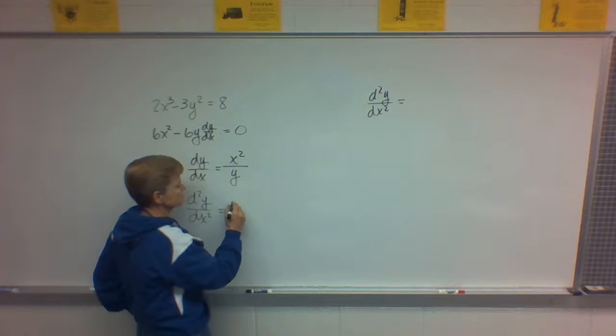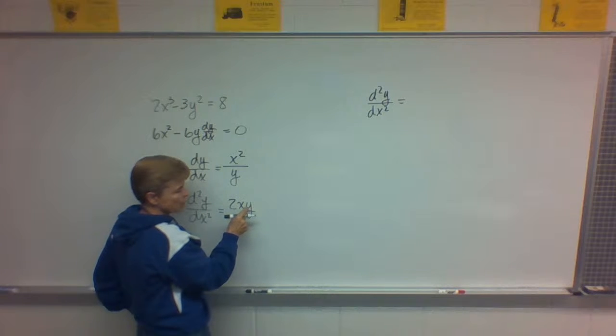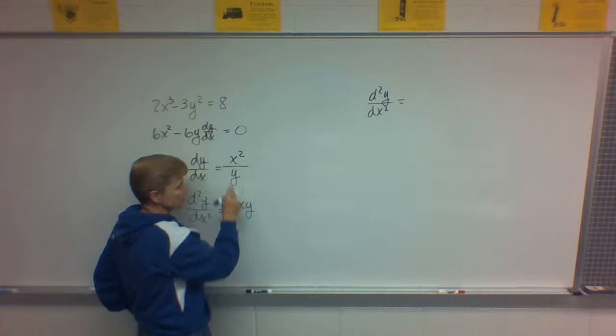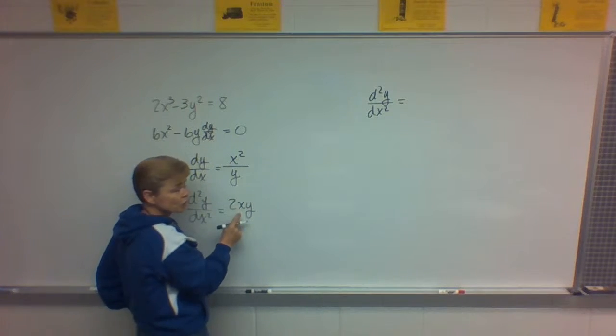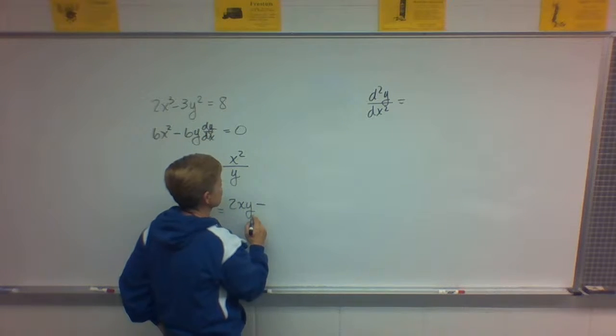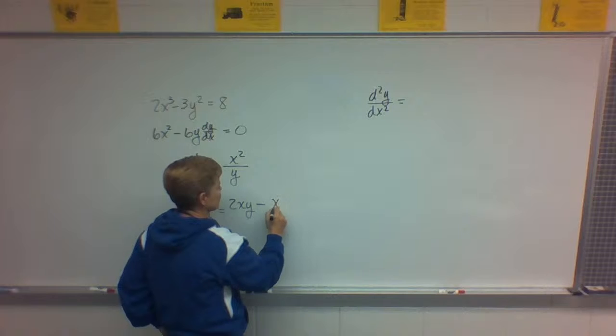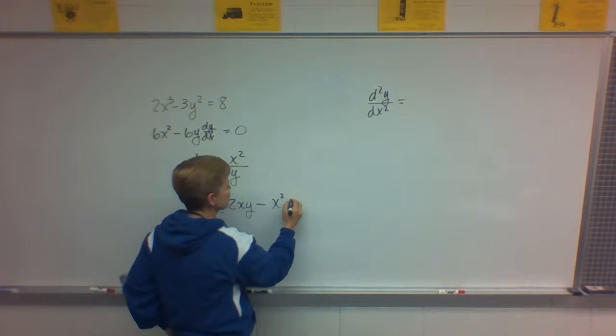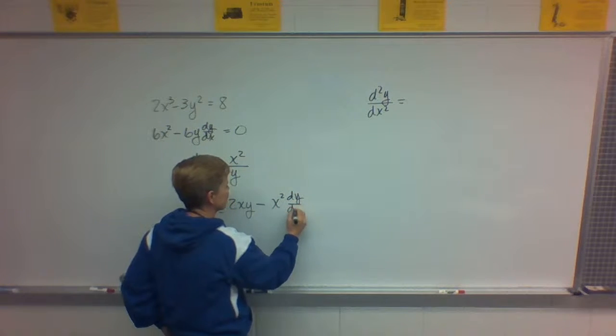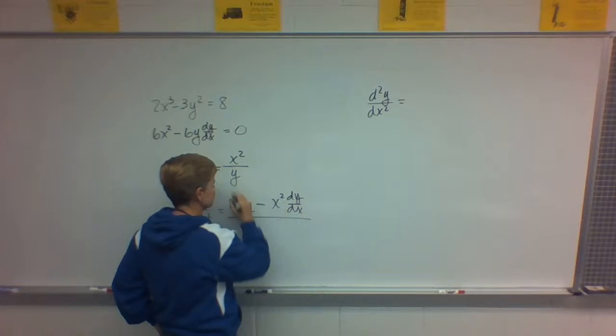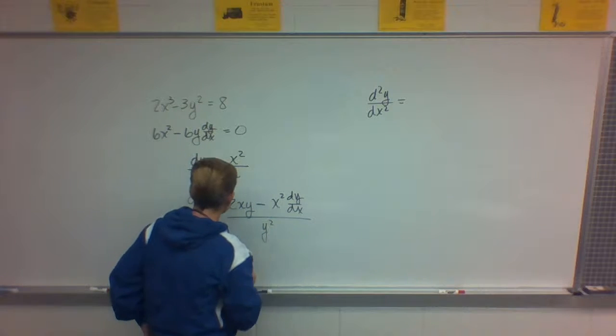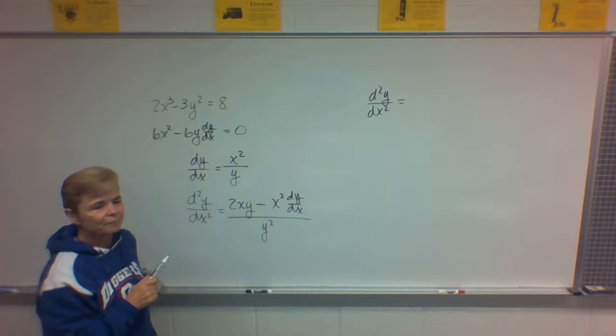Can anybody tell me the first term? 2xy. It's the bottom, y, constant, times the derivative of the top, which is 2x, because it's an x term, there's no dy/dx here. You see it? Minus the top, x squared, times the derivative of the bottom, dy/dx, all over y squared. So that's the second derivative, right?